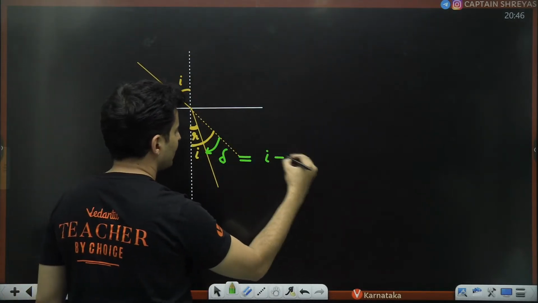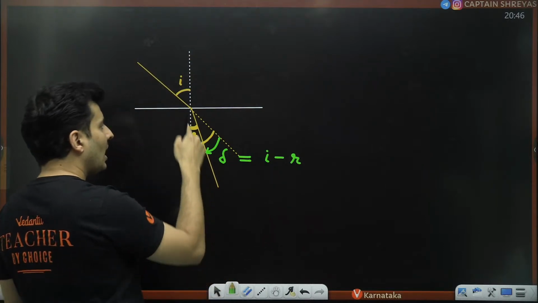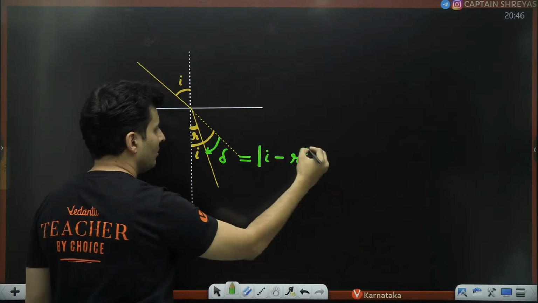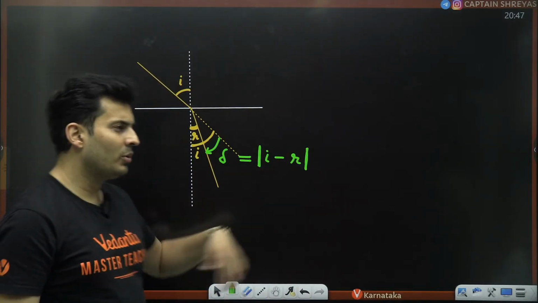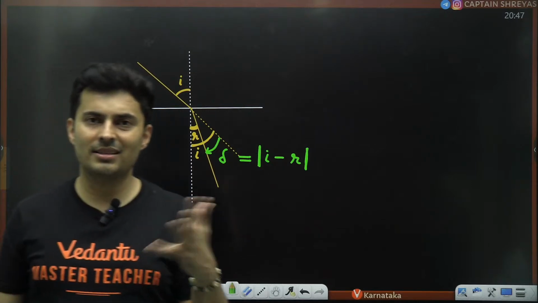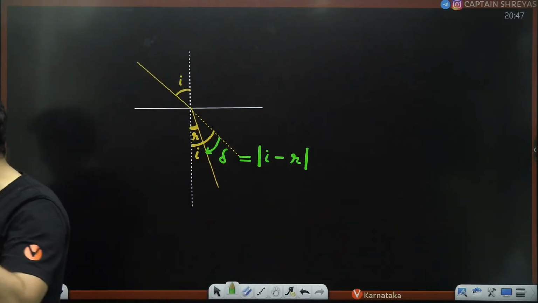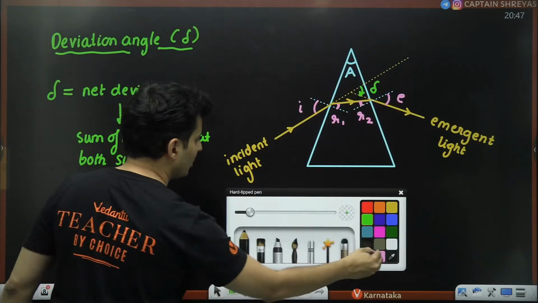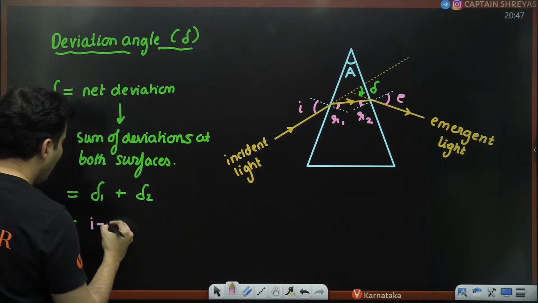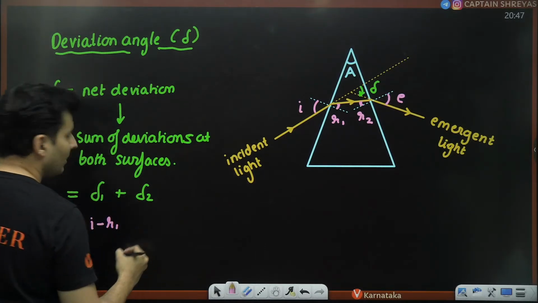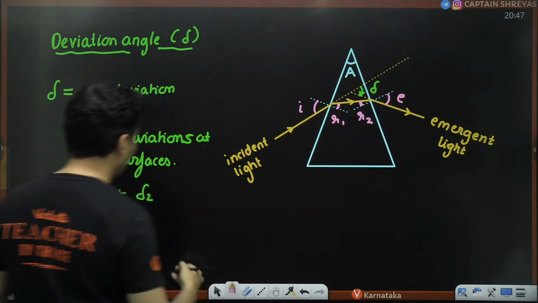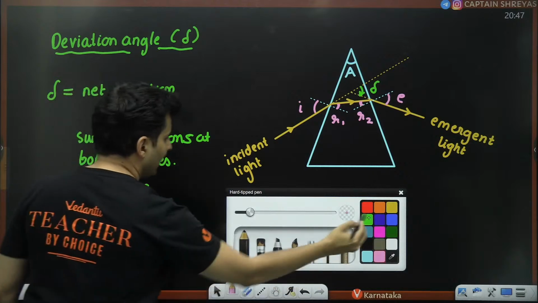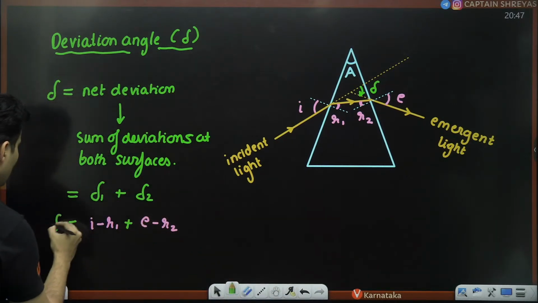So I minus R. But sometimes R is more, I is less, so we put bigger minus smaller. So you put a mod symbol. Why is this mod put? Because I don't know who is more, who is less. It depends on dense, rare, medium. That's why |I minus R|. So over here, I is bigger, R1 is smaller. That's the first deviation. Here E is more, R2 is less. So E minus R2. That's it. So that will basically give you delta.